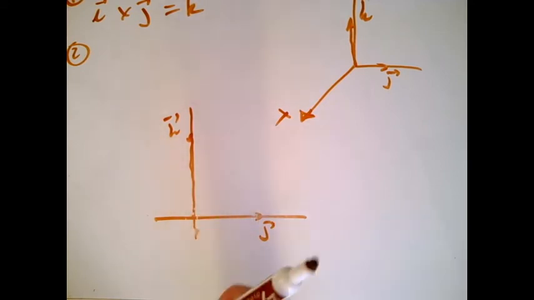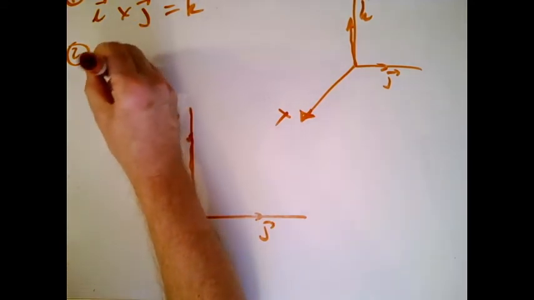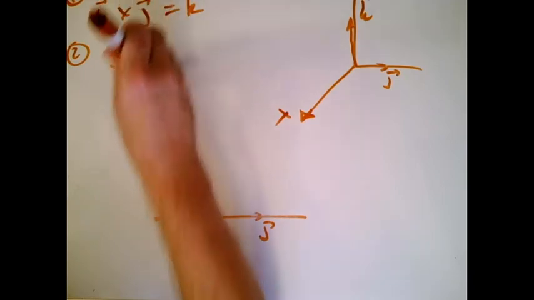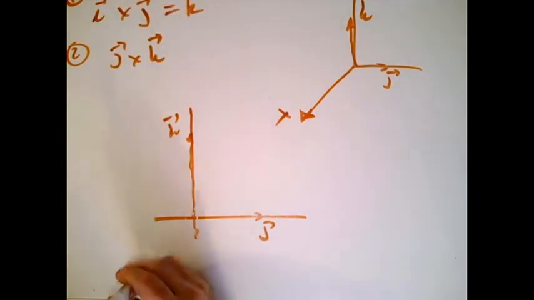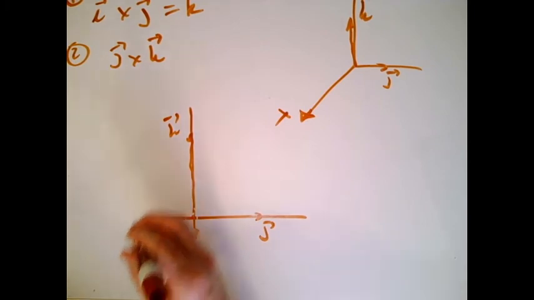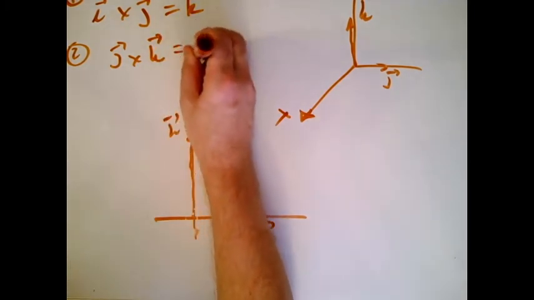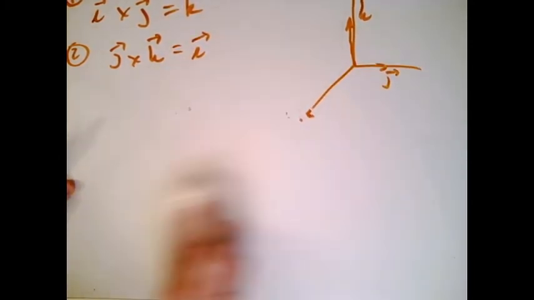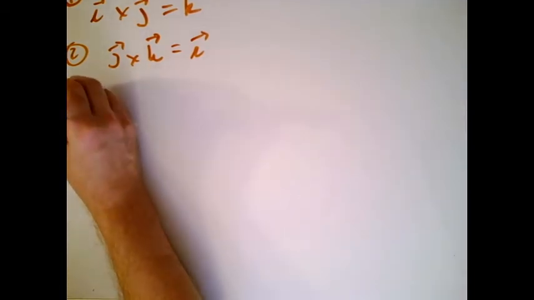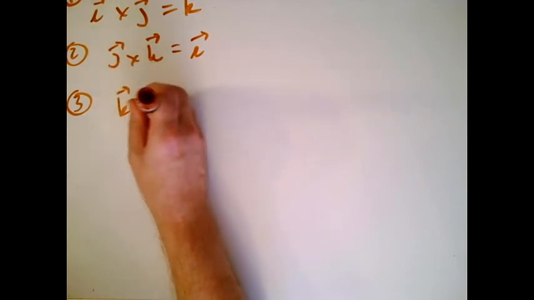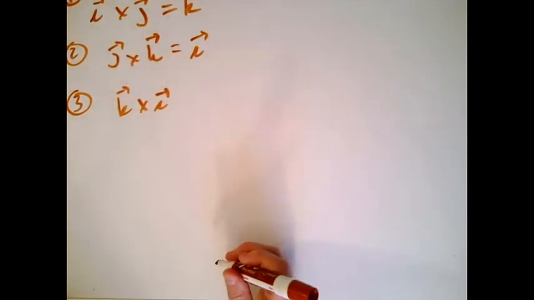In other words, if I look at J cross K, it's length 1 and it points in the positive X direction. Well, there's only one vector that has length 1 and points in the positive X direction, and that's the vector I, like that. The vector K cross I is no different. If you're thinking alphabetically, that's not the way we want to go, right?